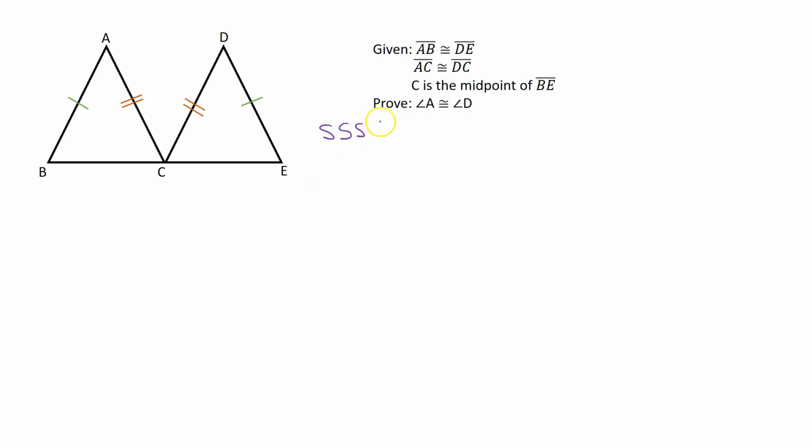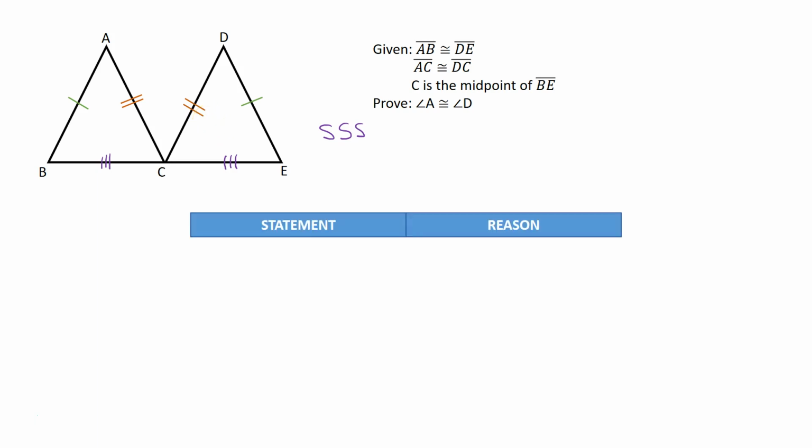But fortunately, we know that C is the midpoint of BE. So if C is the midpoint of BE, that means that BC is congruent to CE. And there it is. We've got three sides that are congruent. So in our proof, if we can get to this point, and then we can say that triangle ABC is congruent to triangle DEC, then the next thing we can say is that the corresponding parts of congruent triangles are congruent, so A will be congruent to D. So let's show that in a proof.